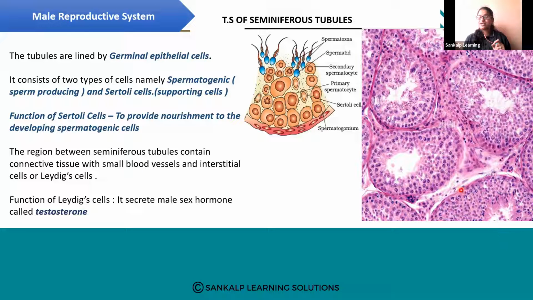Inter means between. So between two seminiferous tubules, you can find these cells, which are named Leydig cells. So what is the function of Leydig cells? They secrete the male sex hormone, which is called testosterone, or we also call it androgen. So this is regarding the concept of that question.